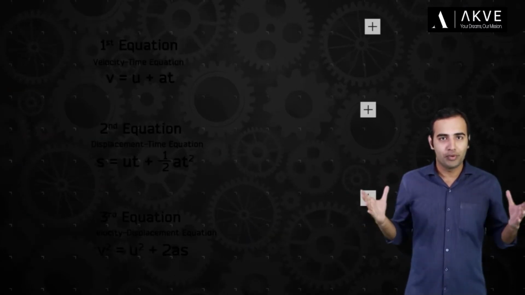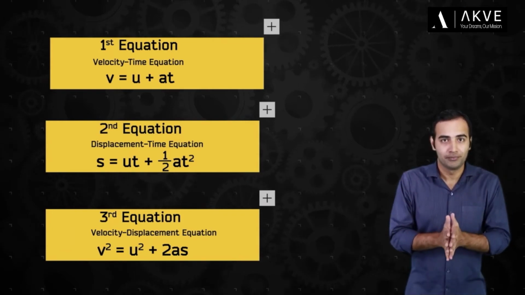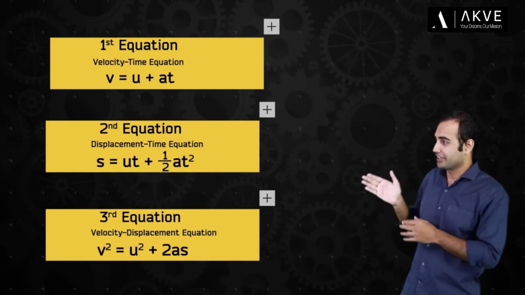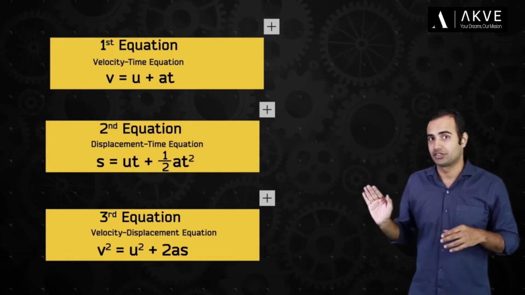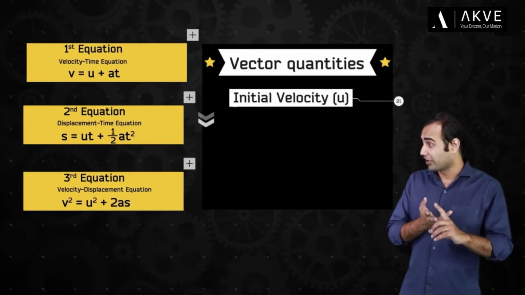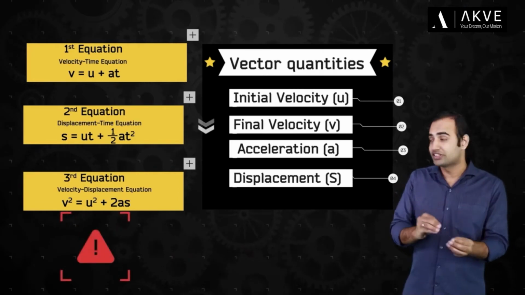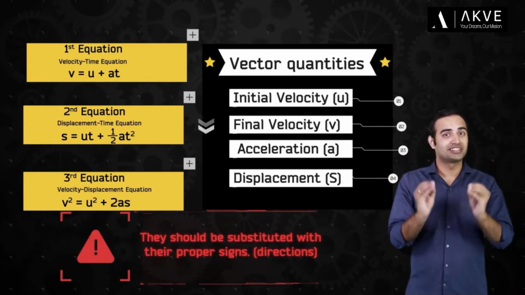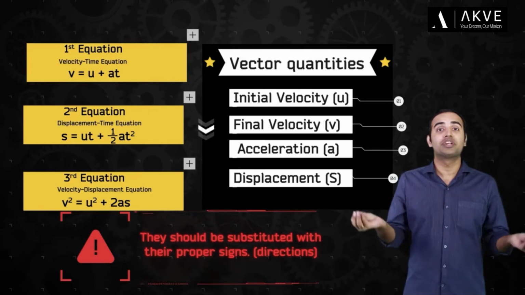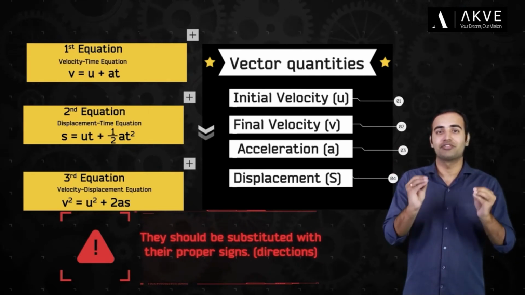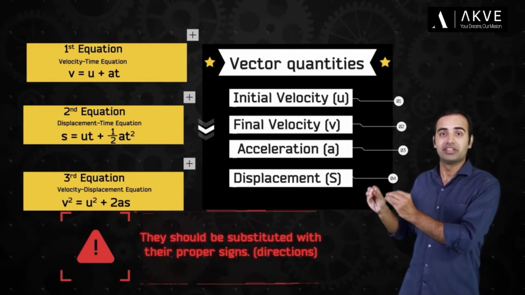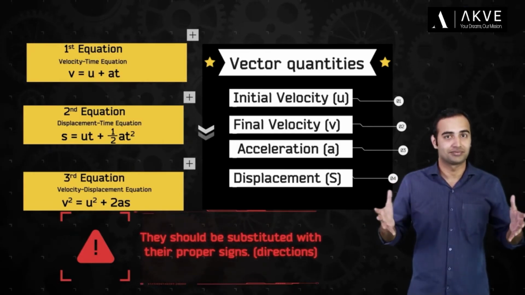Now, a very important point that I should tell you right now is that all the vector quantities present in these three equations, which are initial velocity u, final velocity v, acceleration a and displacement s, should be substituted with their proper signs. Or in other words, we have to take into account the directions of the vector quantities when we put them in these equations to get the answers. And with that, we have derived all the three equations of motion.